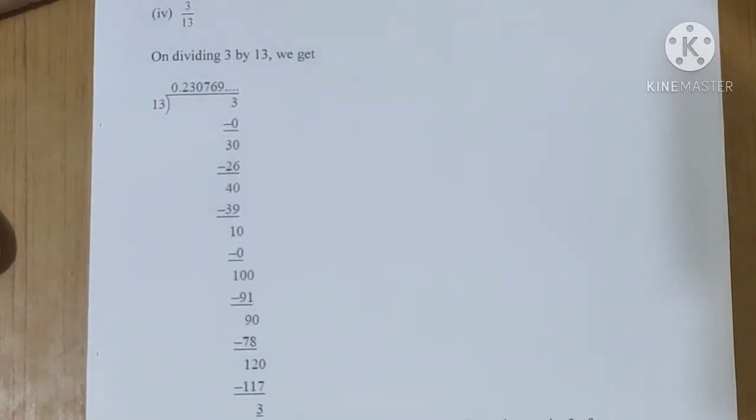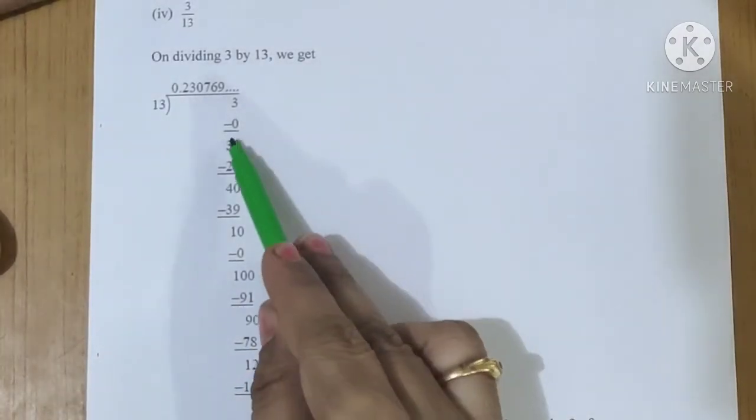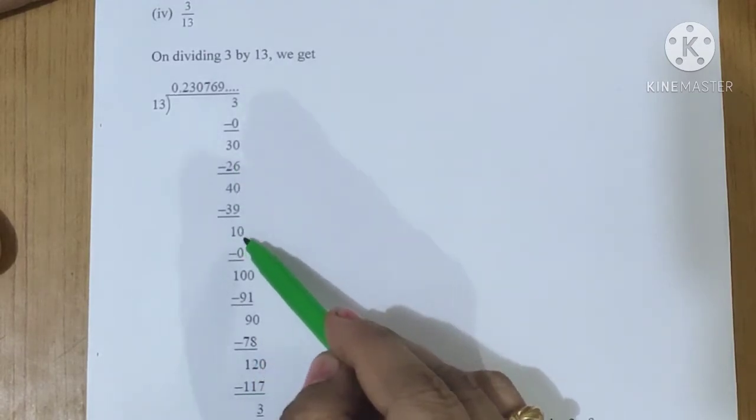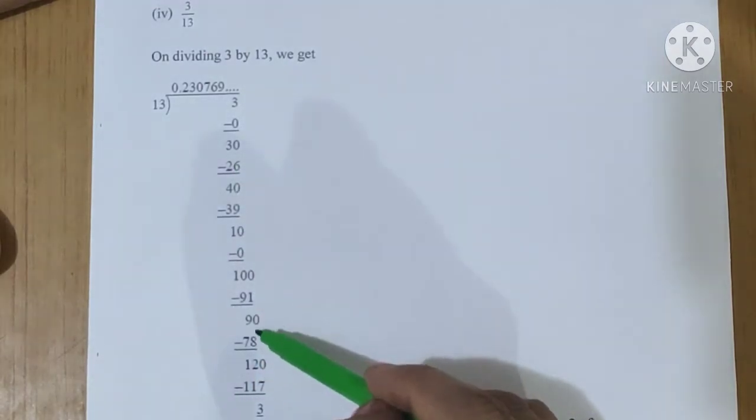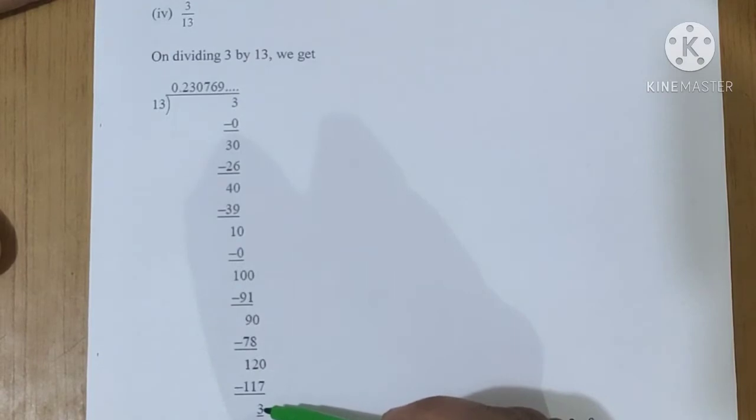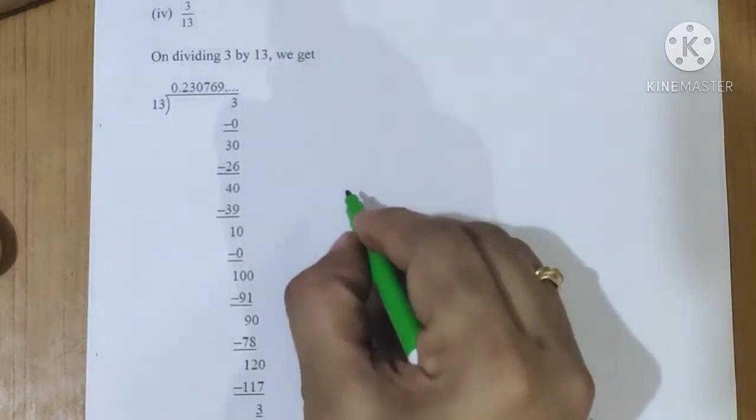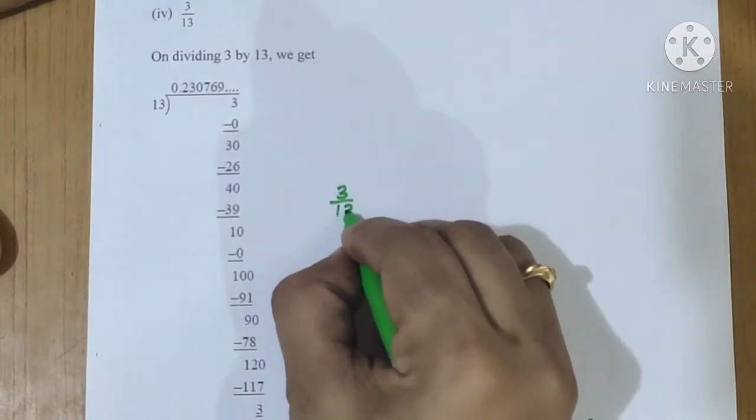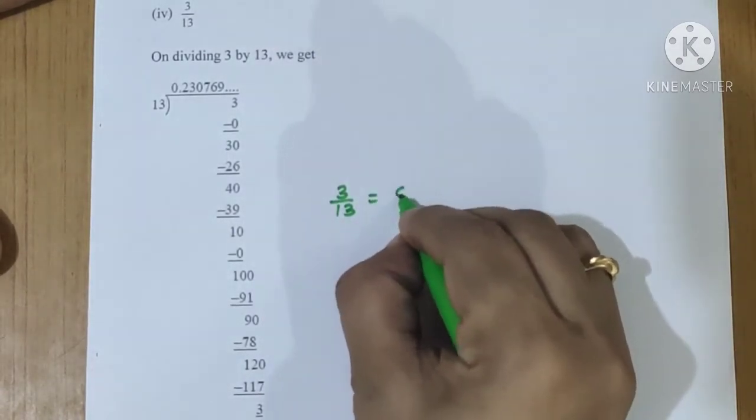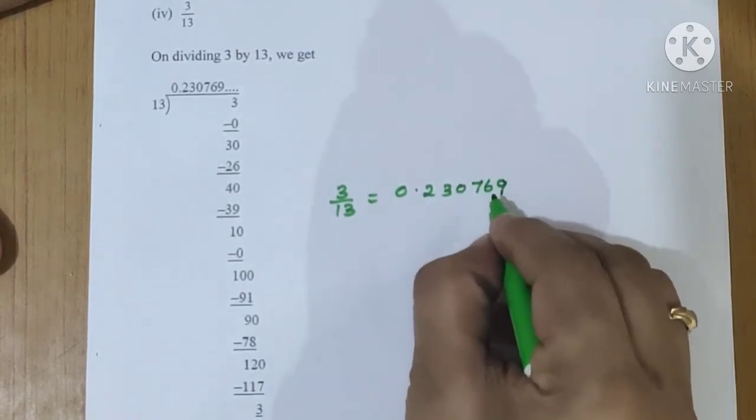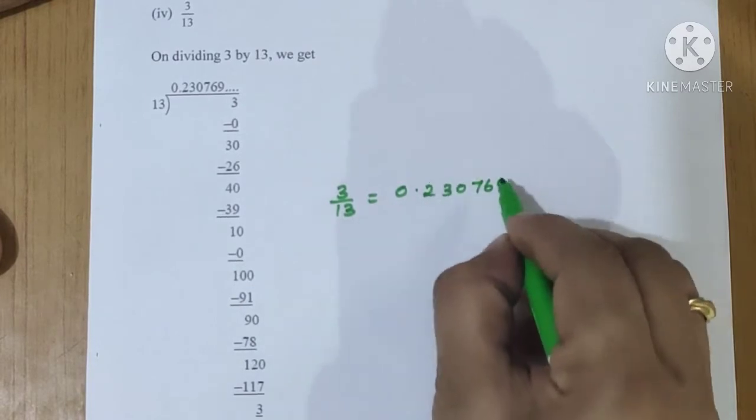Next question is 3 by 13. You can see the division. When we divide 3 by 13, the remainders are 30, then 4, then 10, then 9, then 12, then 3 is coming. That means when 3 is coming, the process is repeating from here onwards. So when we do 3 divided by 13, the answer is 0.230769.